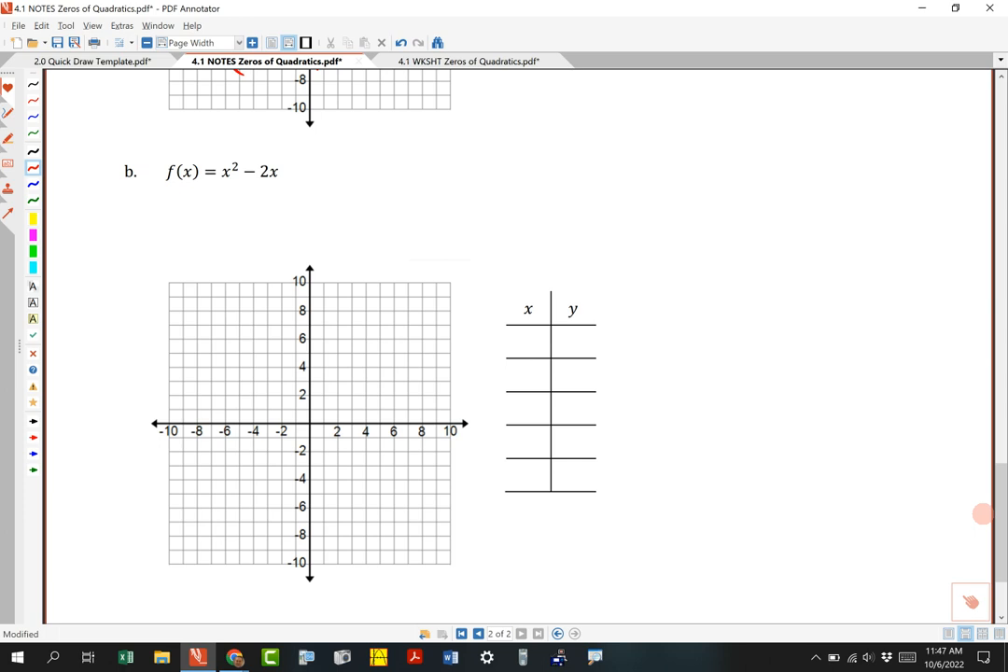Parabola. Parabola opens up. Okay, factor it. Take out an x. X minus 2. This one's a piece of cake. We've covered this already. It crosses at 2. That is a 0. So I'm going to put a 2 about right here. What's the 0 that comes from this factor?